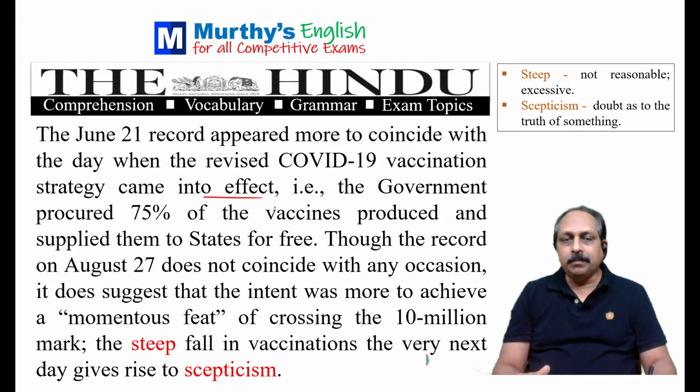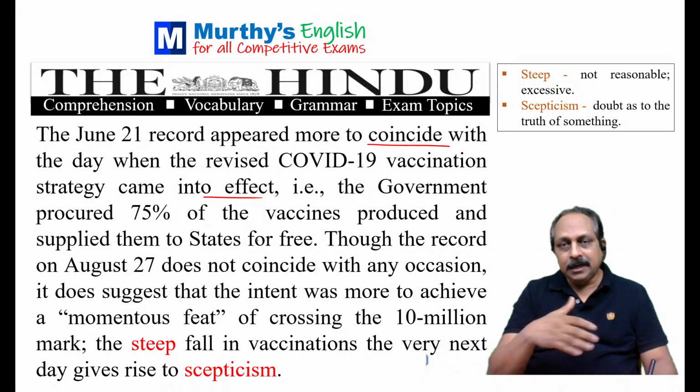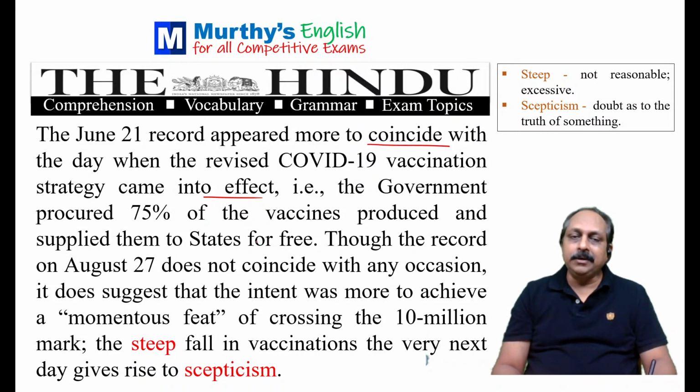Based on that, what happened? That could be the reason. The June 21st record appeared more to coincide with the day when the revised COVID-19 vaccination strategy came into effect. What is that revised vaccination strategy taken by the center? The government procured 75% of the vaccines produced and supplied them to states for free. Till that time, it was the state's responsibility, but the center took a different stand.